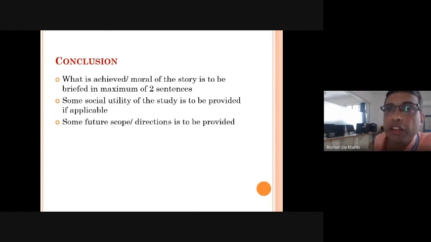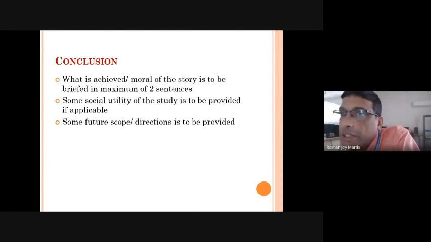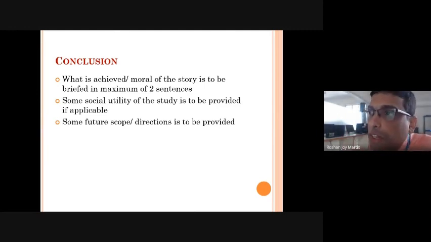Then conclusions. What is a conclusion? What is achieved, or the moral of the story, is to be explained in a maximum of two sentences. Some social utility of the results obtained you can give, where it can be applied, how it can change that field, and what scope you can propose for future research in that area, or what future directions you can mention in the conclusion.